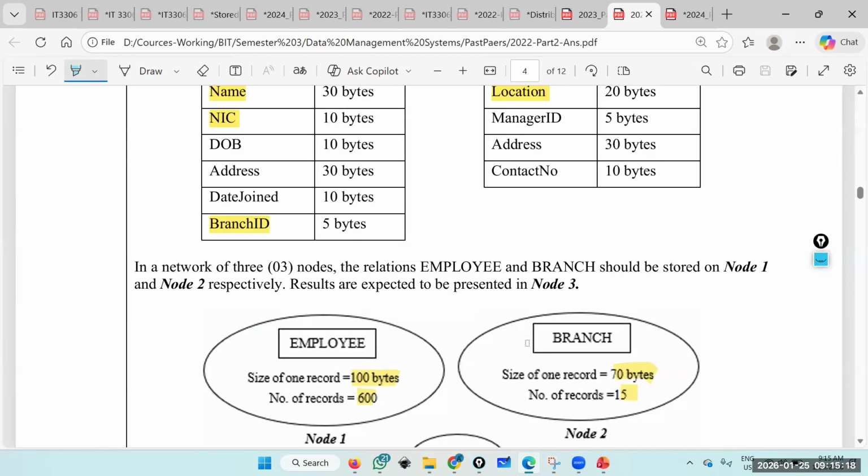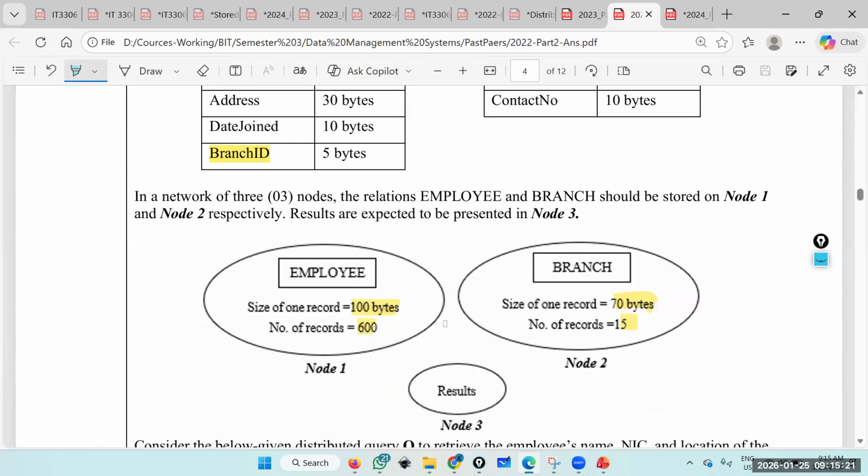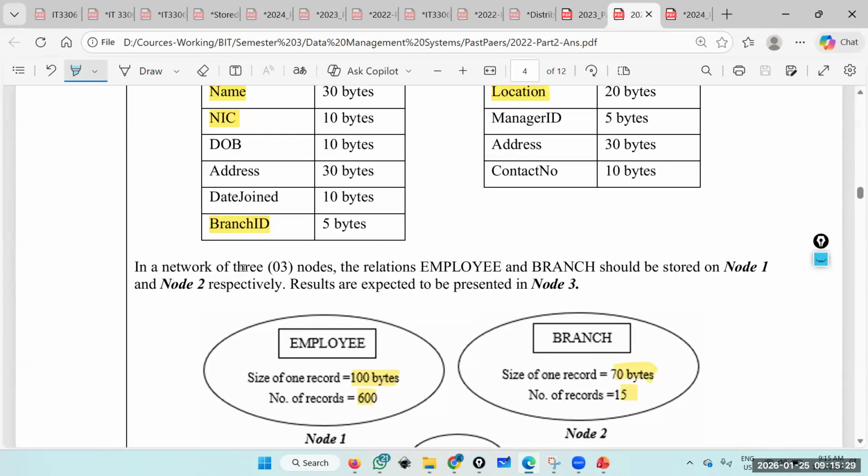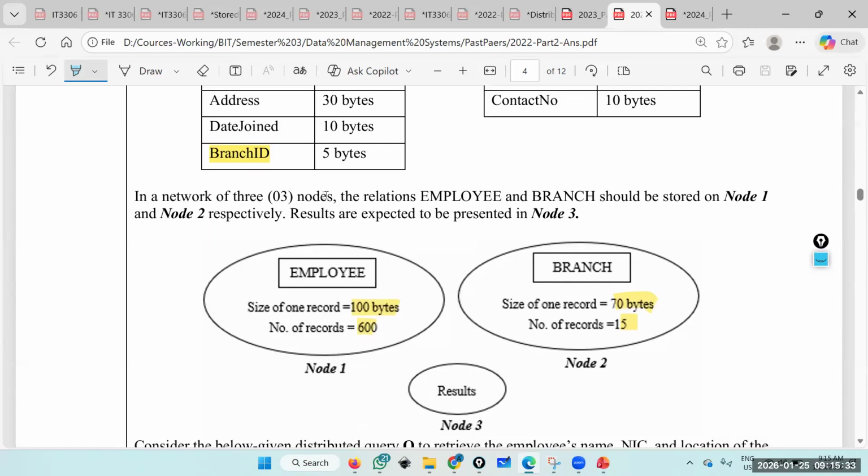In the network, now you can see the examiner has given a diagram. Now remember, I used to do this kind of thing for the other two questions, but in this paper, the examiner has given this pictorial diagram. In a network of three nodes, the relations employee and branch should be stored on node 1.